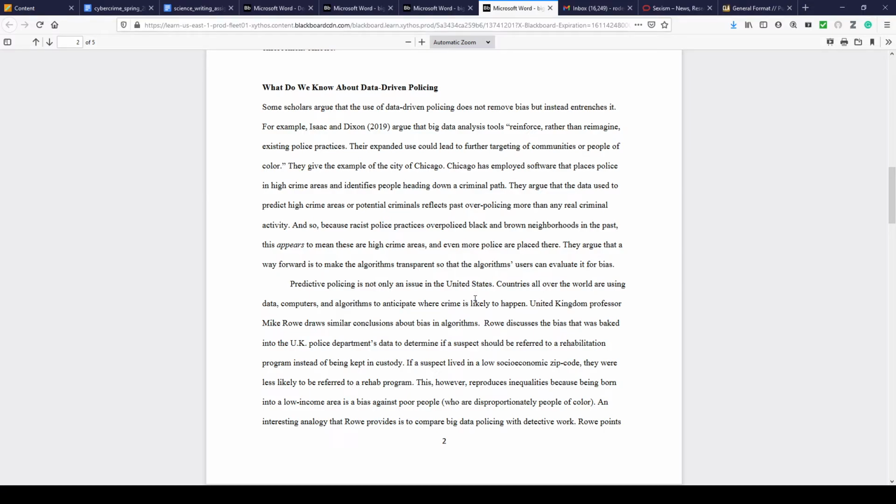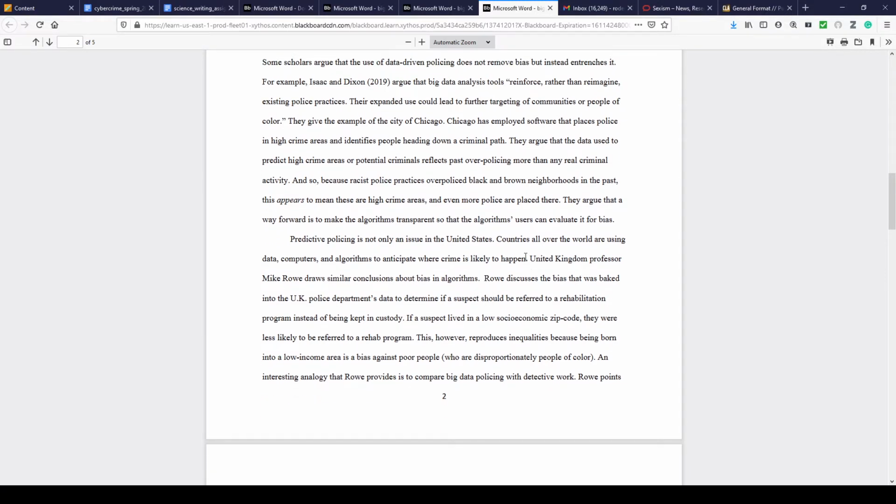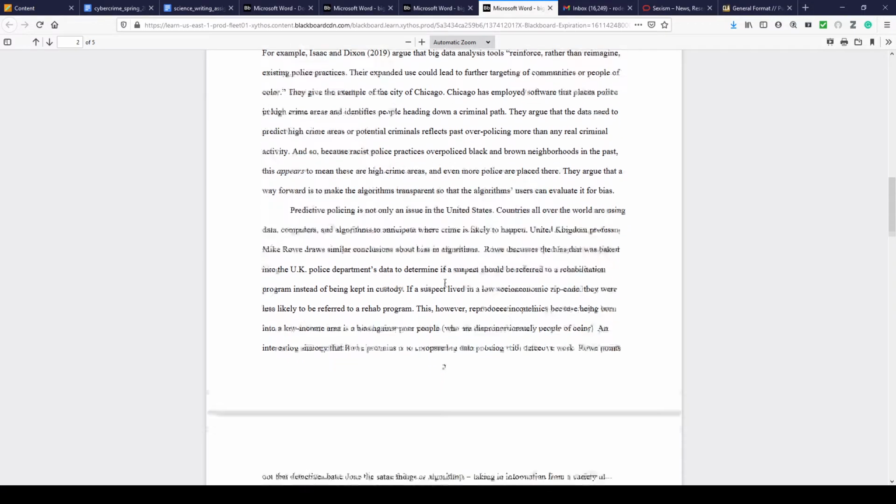So I'm saying, all right, Isaac and Dixon show us that scholars say there's bias. But this is not just in the U.S. Here comes Professor Rowe, who's explaining that this also goes on in the UK. So this justifies putting this in here, and the argument naturally flows, right?